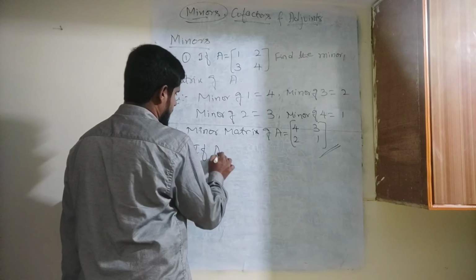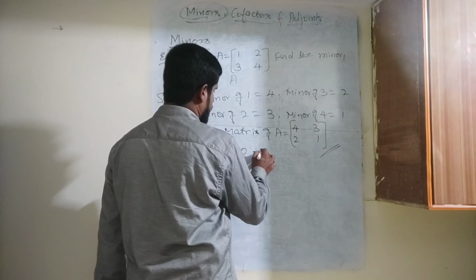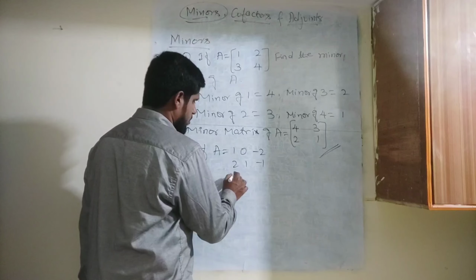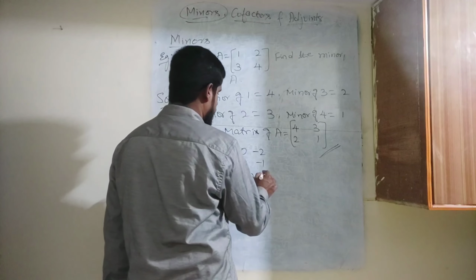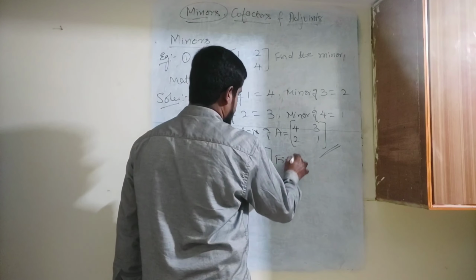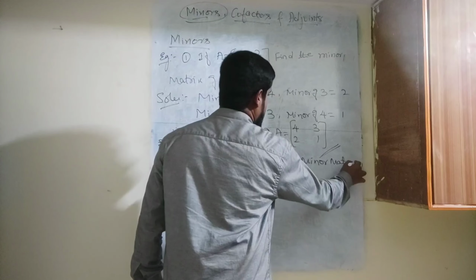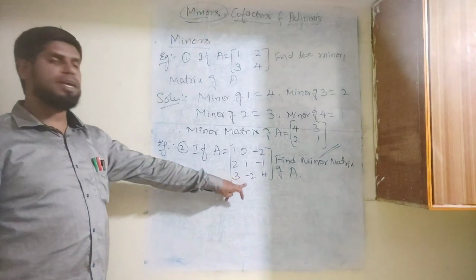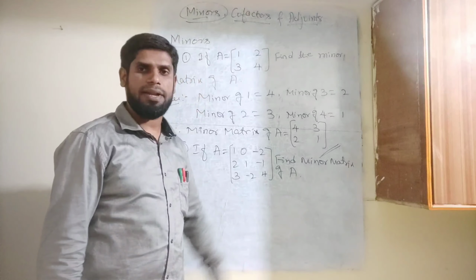If A equals [1, 0, −2; 2, 1, −1; 3, −2, 4], find the minor matrix of A. He has given this 3 cross 3 matrix and is asking us to find the minor matrix of the given A matrix.